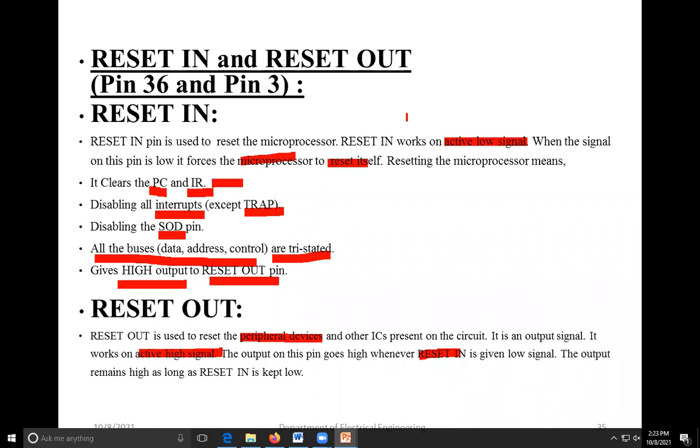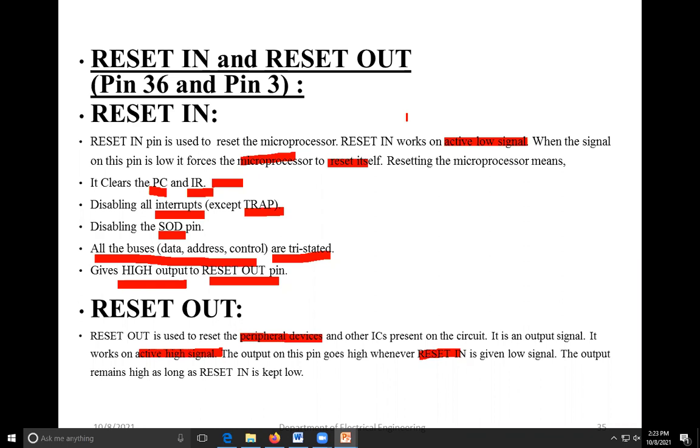What are the peripheral devices? First is the keypad, if you have to connect it. If you have to connect the LCD display. If you have to connect the DC motor. These are the external peripheral devices you have to connect to the 8085. So if you want to reset all the data, then you have to use the reset out.